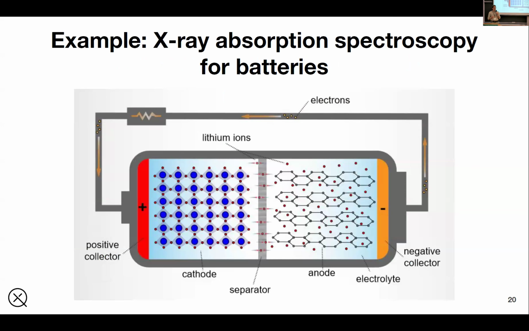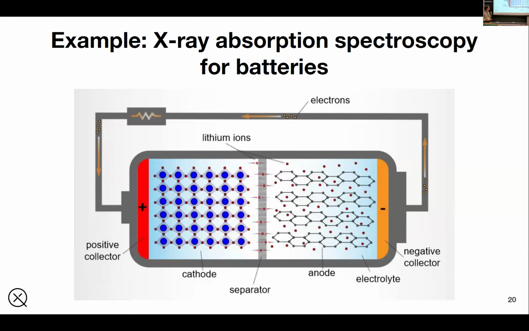So now that I've told you about this idea of setting a budget and working backwards from that, let me give you an example of a research project that we undertook in this vein and how that has inspired us to make different choices about the application we pursue and the design of the algorithm that goes with it. And the example I want to give you is X-ray absorption spectroscopy for batteries.